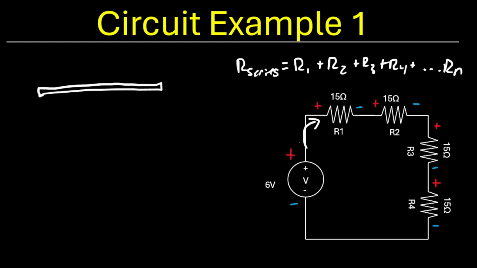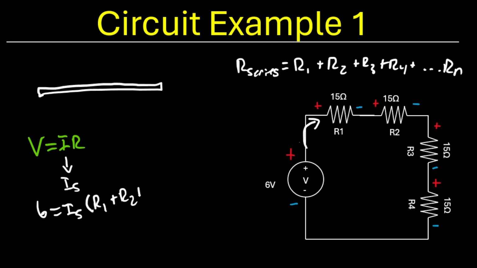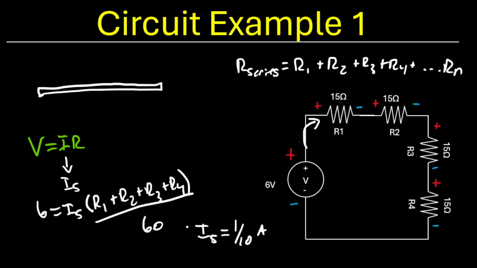So if we use Ohm's law, we can prove this. V equals IR. And since these are all in series, we know that the current through them is the same. So we'll represent this as IS. We've got 6 volts equals IS times R1 plus R2 plus R3 plus R4, the sum of which is going to give us 60 ohms. So divide both sides by 60, we get IS equals 1/10 of an amp.